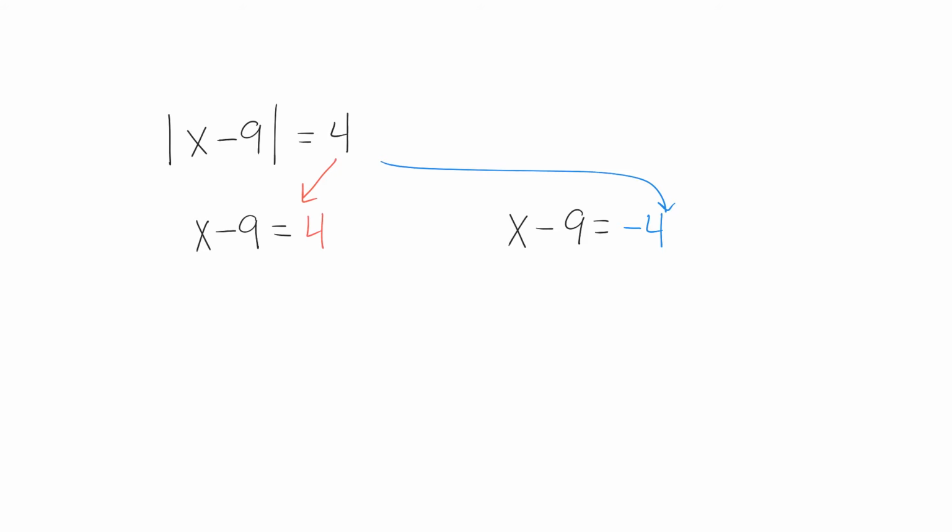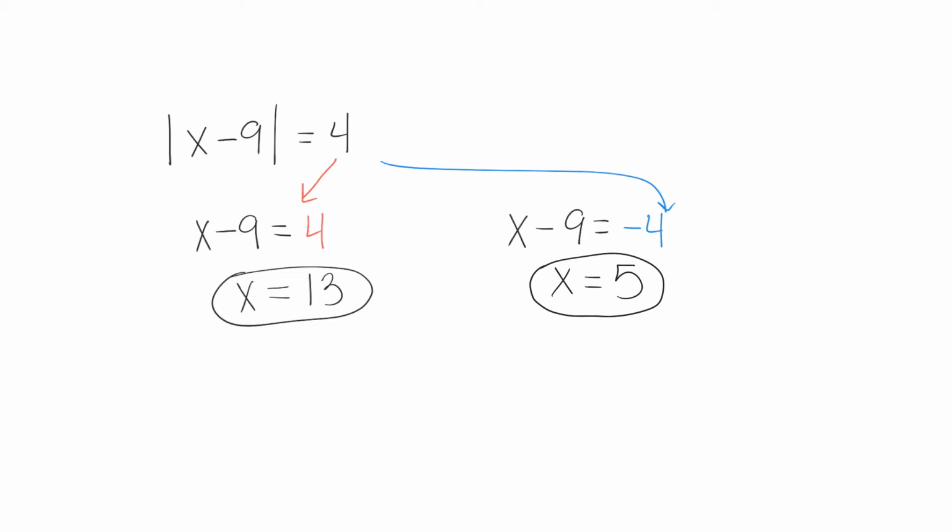Solve for x. Add 9 to both sides, and I'm going to get x equals 13. Over here on this side, add 9 to both sides. x equals negative 4 plus 9 is 5. Good job. Okay. If we check our answers, that works. Put my 13 in for x. The absolute value of 13 minus 9 is 4. The absolute value of 4 is 4. Put in my 5. 5 minus 9 is negative 4. The absolute value of negative 4 would be 4.